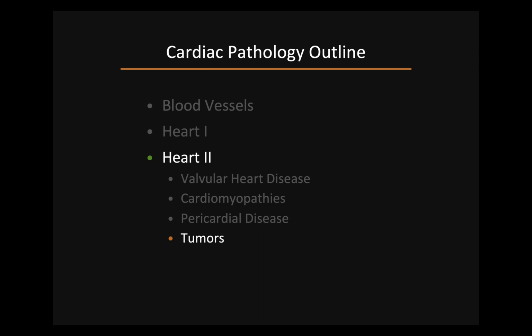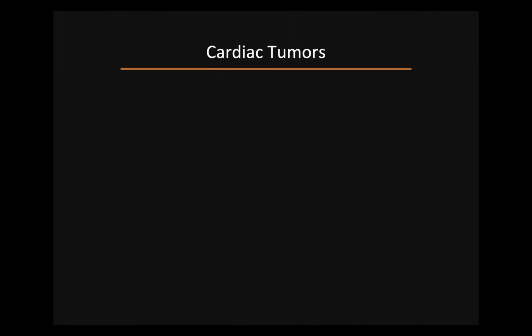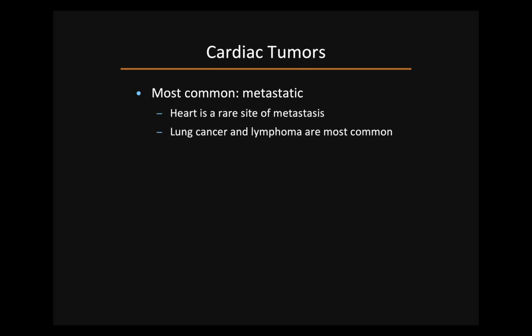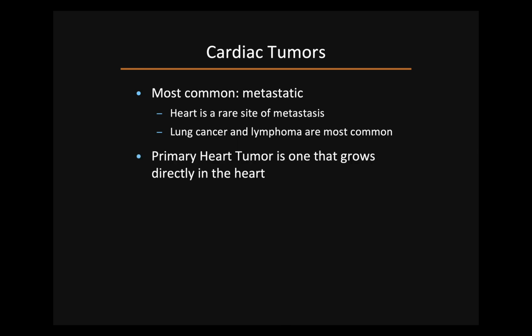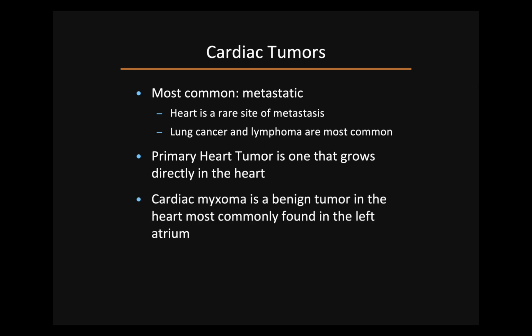All right, so tumors of the heart, they're fairly rare, and they're most commonly going to occur because a different tumor has metastasized to the heart. So usually we see these metastases coming from lung cancer or from lymphoma. And primary heart tumors are different. Again, this is the one that's rare, but it grows directly in the heart, and this is what we call a cardiac myxoma. It's a benign tumor, and it's usually found in the left atrium of the heart.